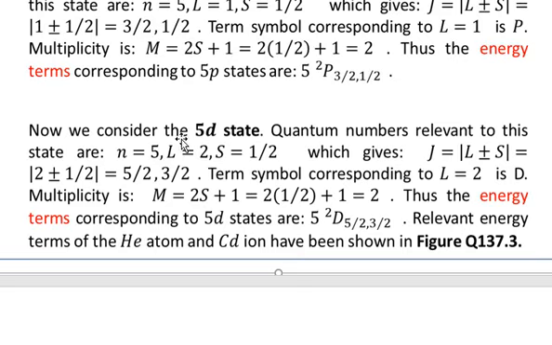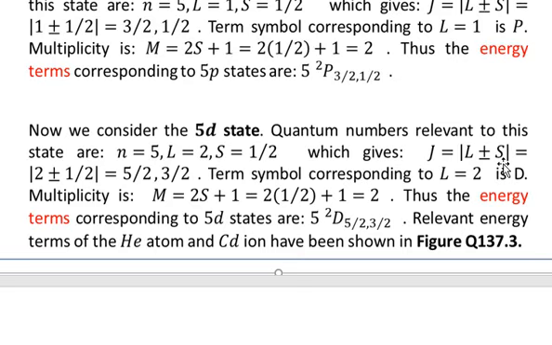So now we consider the 5d state. Again, there is only one electron in the 5d state. Quantum numbers relevant to this state are n is equal to 5, the principal quantum number is 5. The orbital quantum number capital L is equal to 2. Spin quantum number is equal to half because only one electron is present.